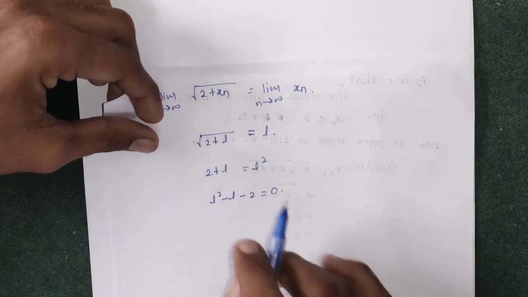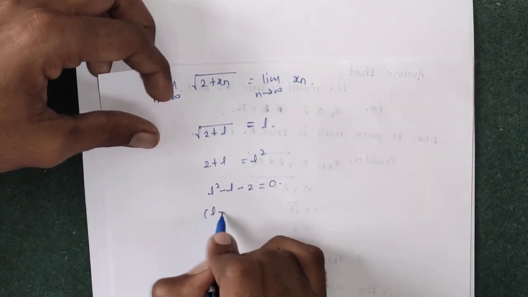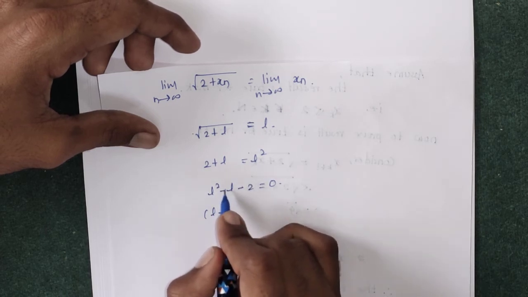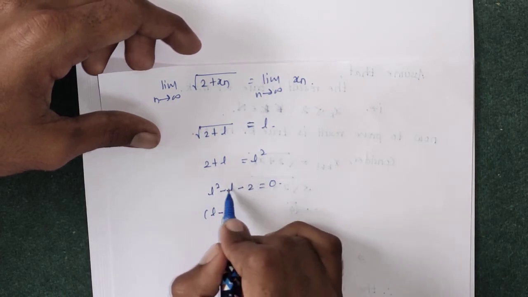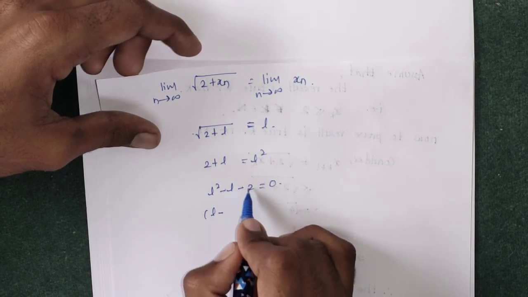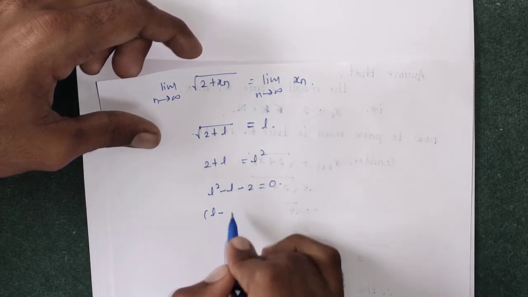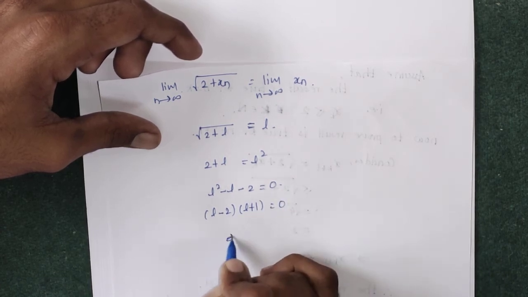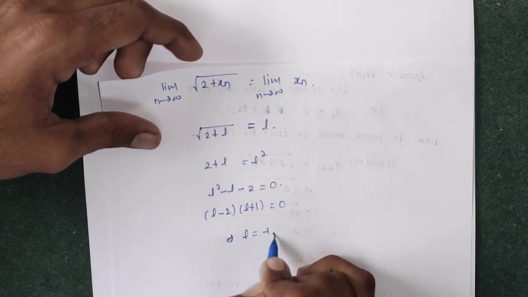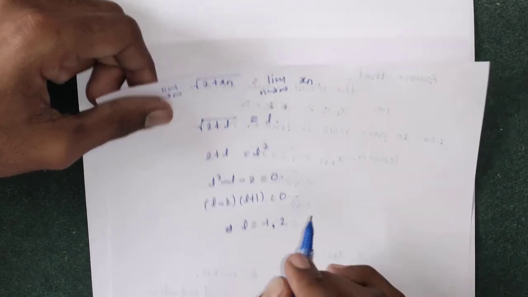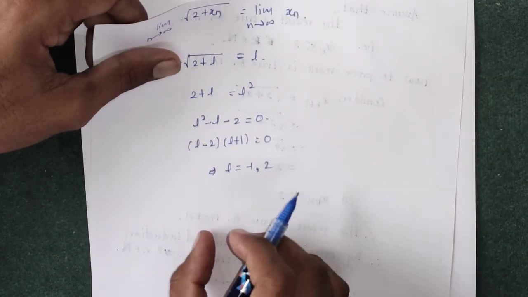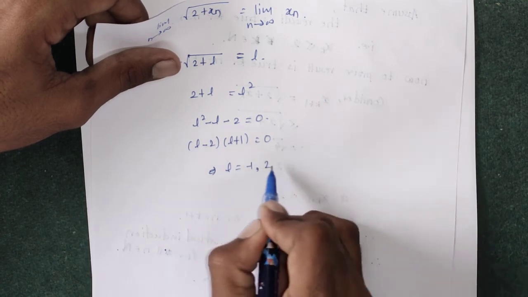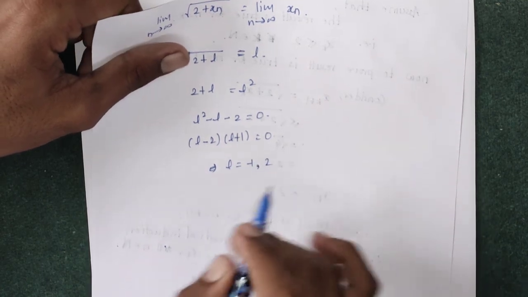This is a quadratic polynomial, and to find its roots, we need two numbers whose product is minus 2 and sum is minus 1, so 2 and 1. So L minus 2 times L plus 1 equals 0. There are two possible values of L, either minus 1 or 2, but the sequence is bounded and lies between 1 and 2, so the limit of that sequence must be 2, not minus 1.